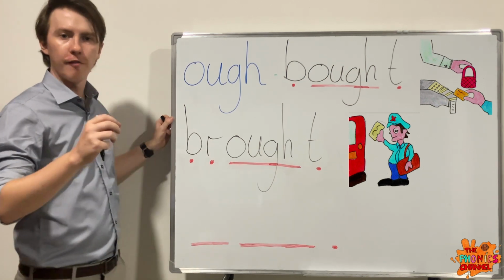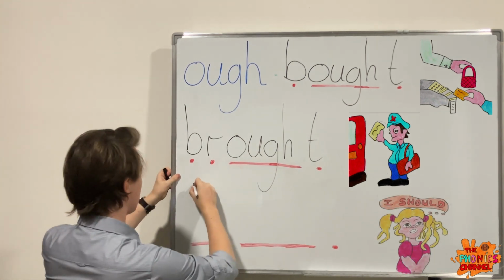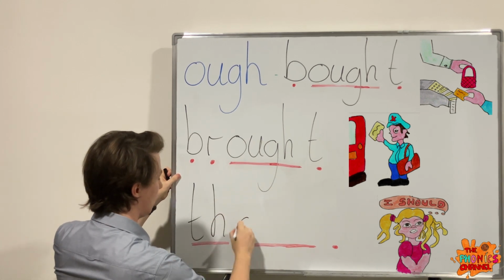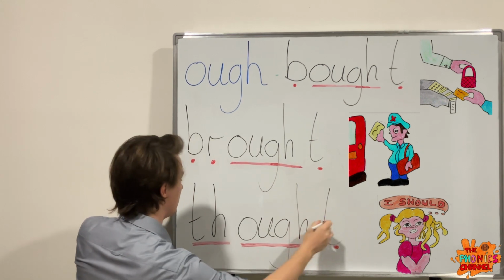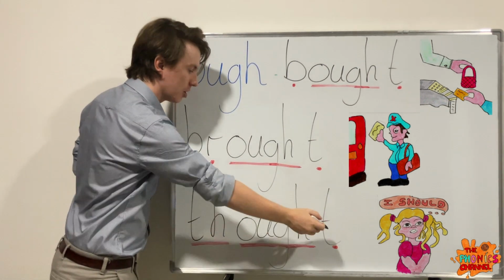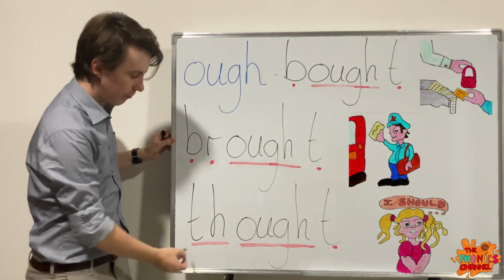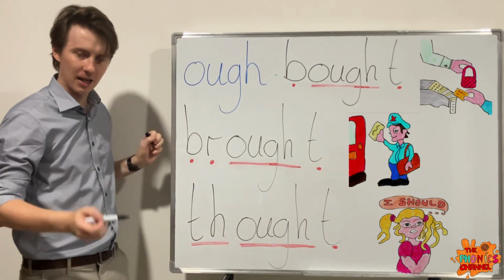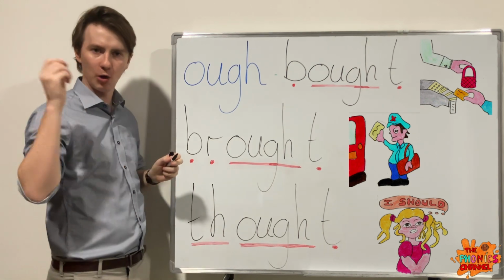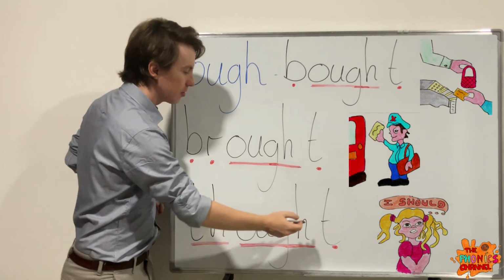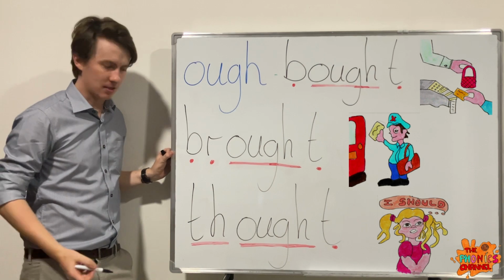Next one is fought. O, T, fought. Ought, fought. I thought it was a good idea. So thought is to think, but in the past. Ought, fought.